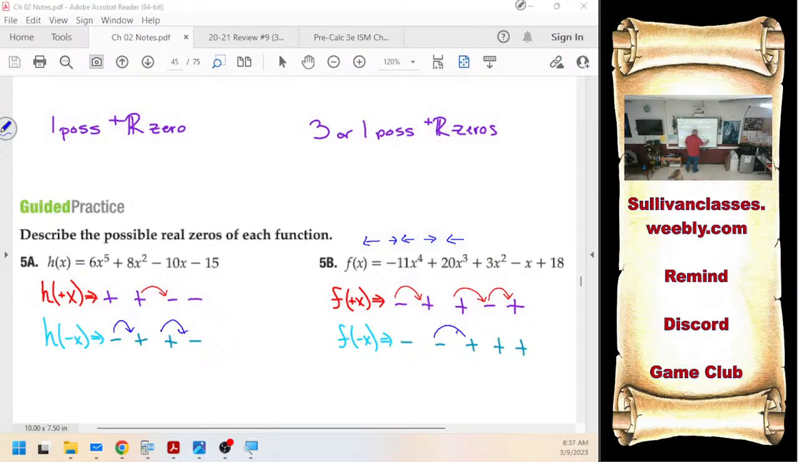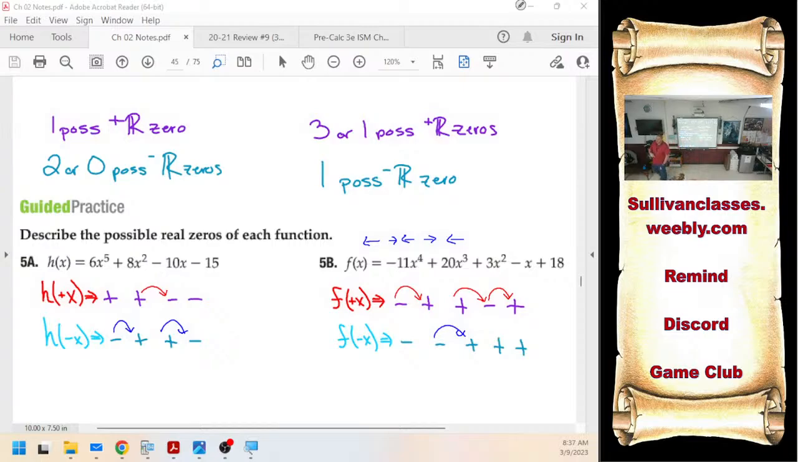Count your sign changes. 2 for the first one, 1 for the second. So that tells me that there is 2 or 0, down in pairs, possible negative real 0s. There is 1 possible negative real 0.